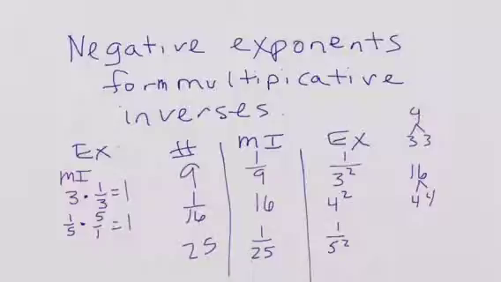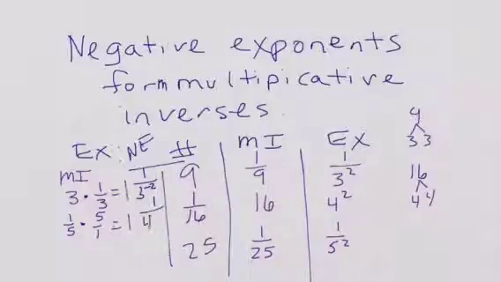Okay, so now we've gone ahead and written the multiplicative inverse as a fraction using an exponent. Now we can come over here, and using that fraction, we can write it with a negative exponent to make it equal to the number that we started with. So 1 over 3 to the negative 2 is going to be 9, and 1 over 4 to the negative 2 is going to be 16, and 1 over 5 to the negative 2 is going to be 25.